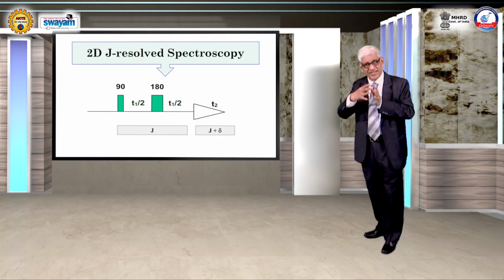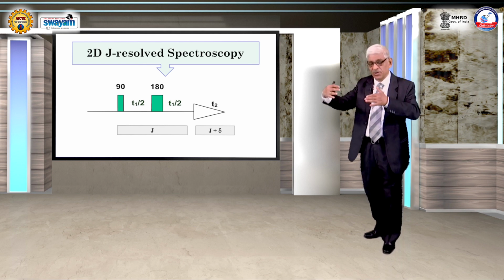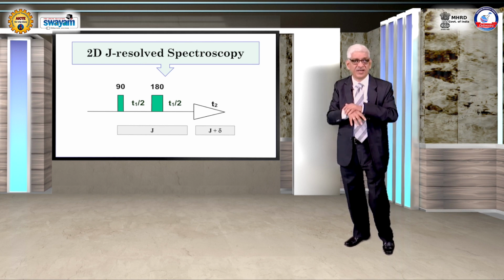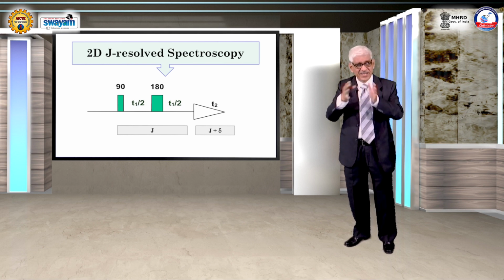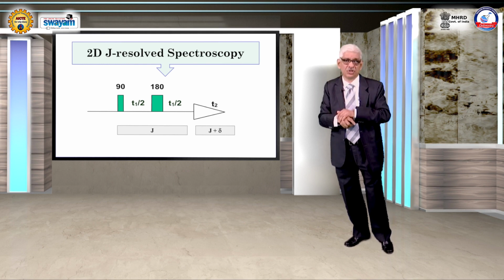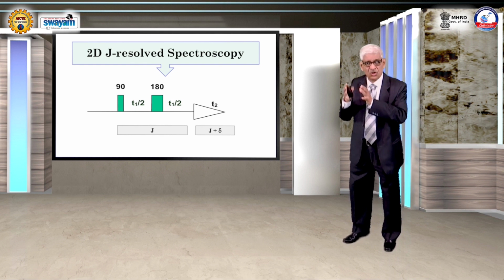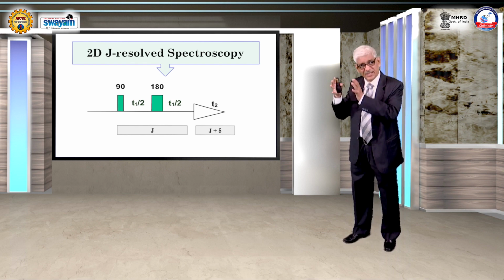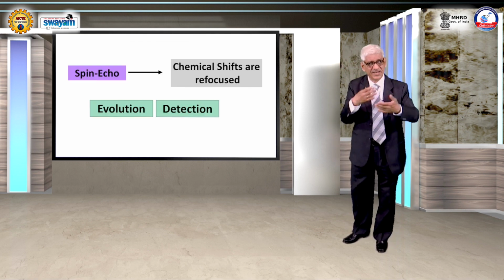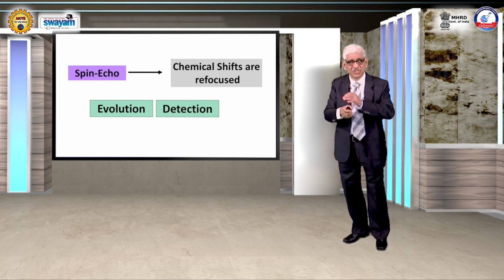In the earlier slide I had this t1 period evolving, and that is systematically incremented. Now in this experiment what I have done is I have put a 180-degree pulse in the middle of the t1 period. So the 180 pulse splits the evolution period into two halves, but on both sides this systematic incrementation goes on. Now this sequence, 90, tau, 180, tau, or t1 by 2, 180, t1 by 2, is called the spin echo. Now the spin echo, as I said, is a major discovery, and in this period it so happens that the chemical shifts are refocused.